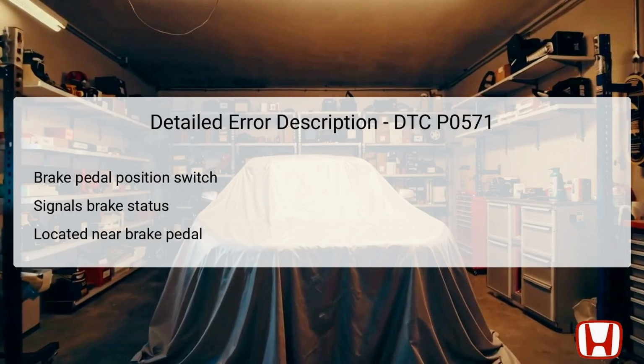The primary component in the DTC P0571 error is the brake pedal position switch. This switch plays a fundamental role in operating the brake lights and regulating the interaction between the brake system and other vehicle systems, like cruise control and anti-lock braking systems, ABS. Located near the brake pedal assembly, this switch is engaged when the pedal is pressed.